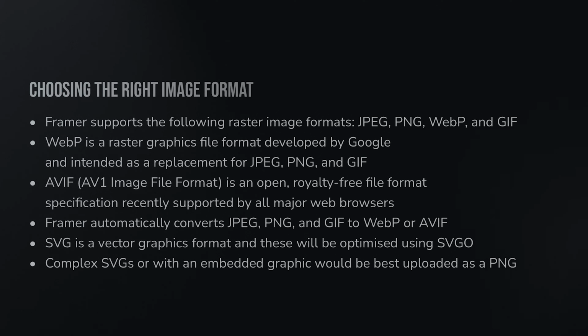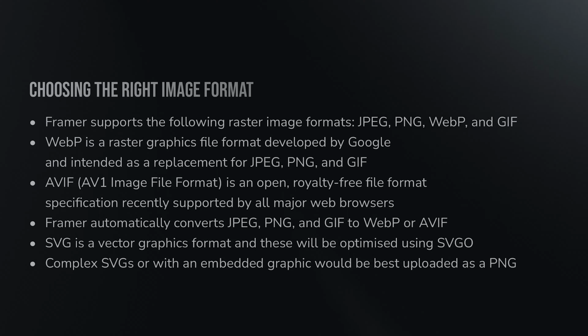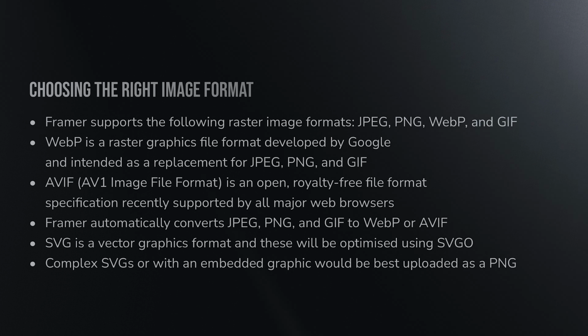So, when choosing the right image format, there are a few things to consider. For example, is it a raster or vector image? Should it have transparency? Will it be animated? Or does Framer support the chosen format? So Framer supports the following raster image formats: JPEG, PNG, WebP, and GIF.